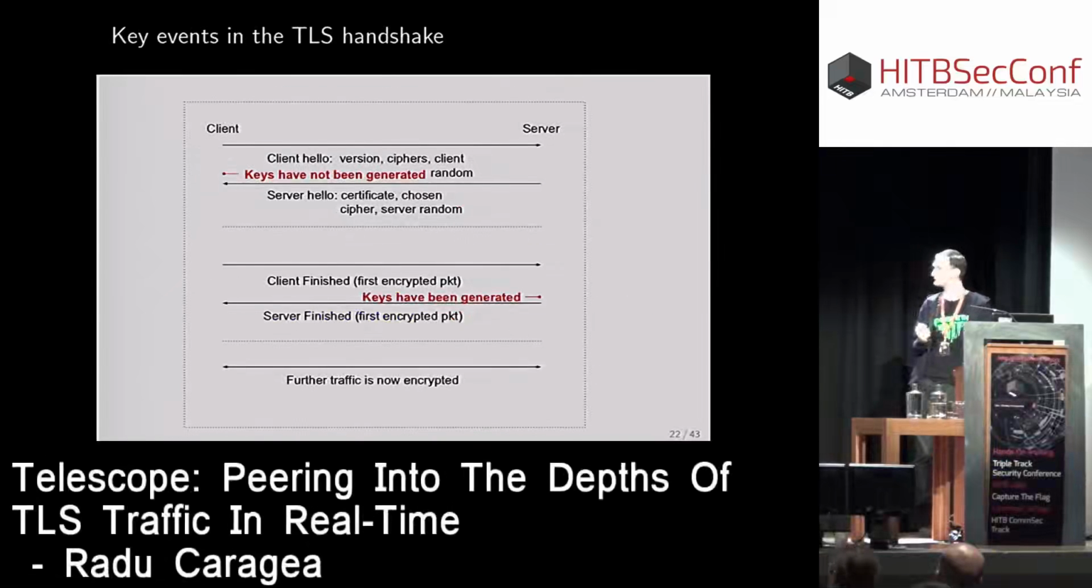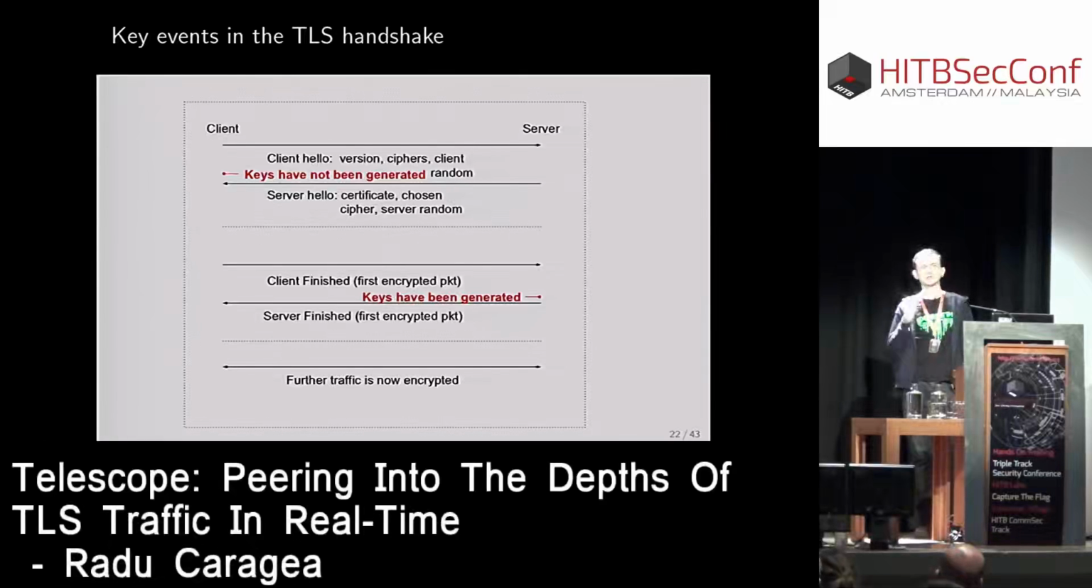And let's see this from the client's perspective. Immediately before the server hello has been received, the keys cannot have been generated because the client only has the client random. He doesn't have the server random, nor does he have the cipher suite. And when the client finish has been sent, the first encrypted packet, it means that the keys must still be in memory. Why? As we said before, the application data has yet to be sent, so the connection is active.